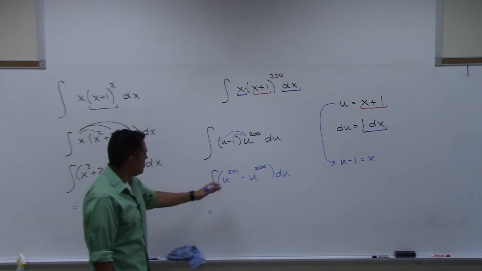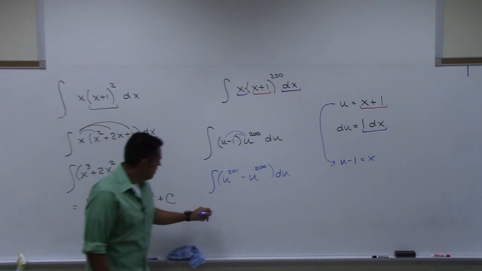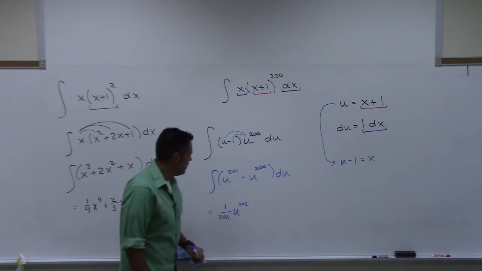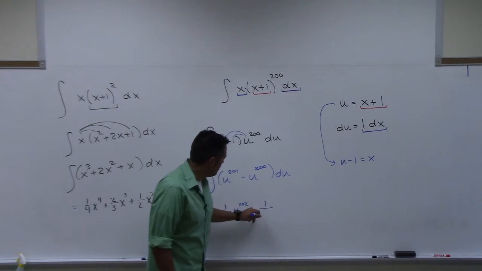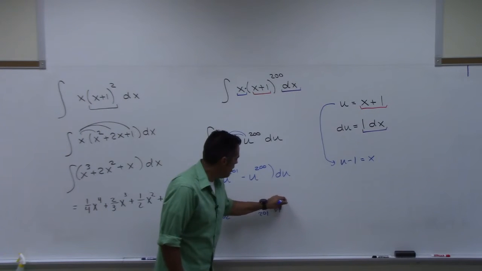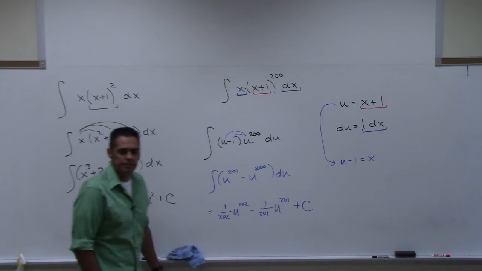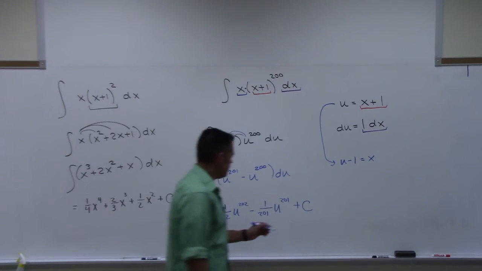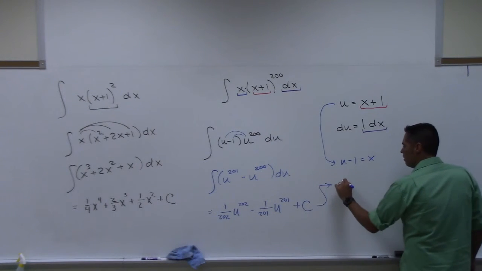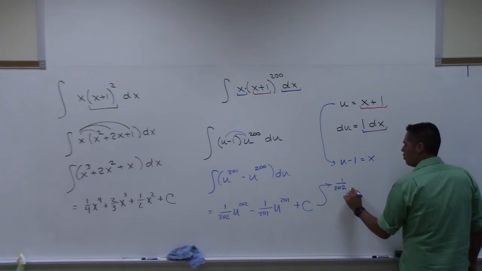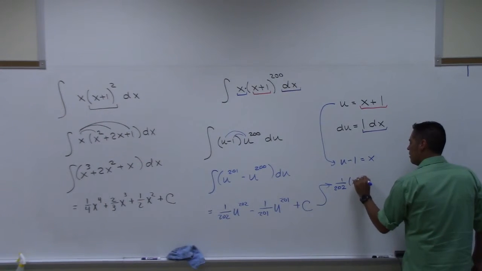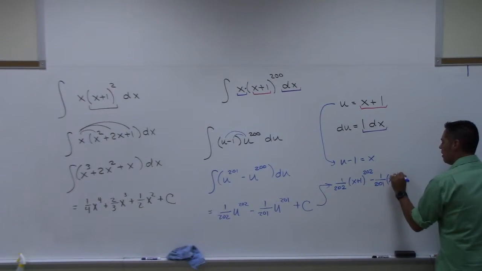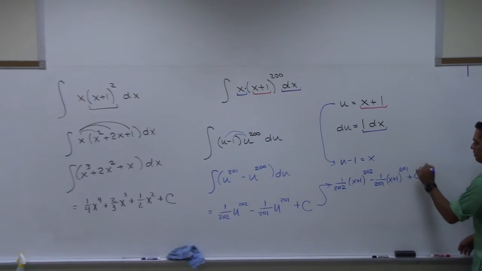Okay, the antiderivative of u to the 201st power is 1 over 202 u to the 202, and then minus 1 over 201 u to the 201, and then plus c. So that's your power rule. And this becomes 1 over 202 times u, which was x plus 1, to the 202, minus 1 over 201 times x plus 1 to the 201 plus c. This is your antiderivative.